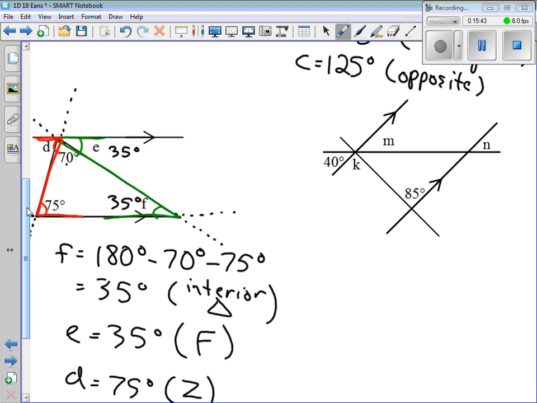Okay, last one of this type here. This one is even more confusing here. We've got three angles we got to find here. Where are our parallel lines? Well, our parallel lines are here and here. We got a transversal here, and we got another transversal right here. Where can we start? It says M, N, and K.